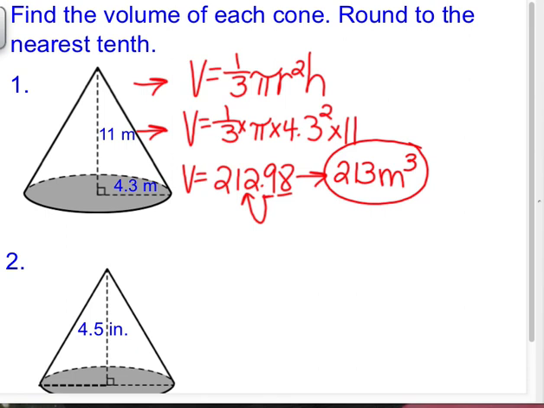Make sure you're entering the 1/3 and the pi button and the 4.3 squared and the height. And make sure if they give you a diameter that you cut it in half, because we're looking for a radius in this formula.